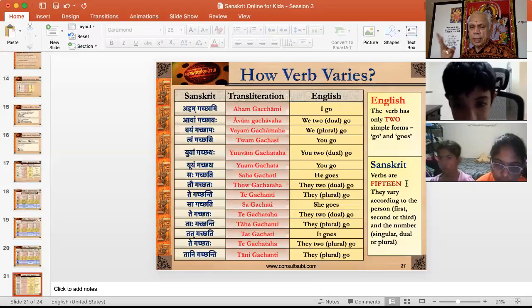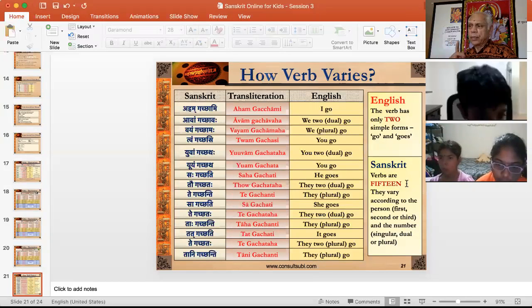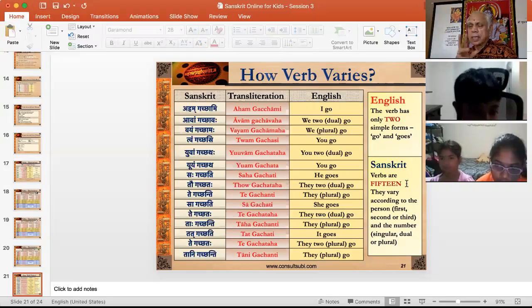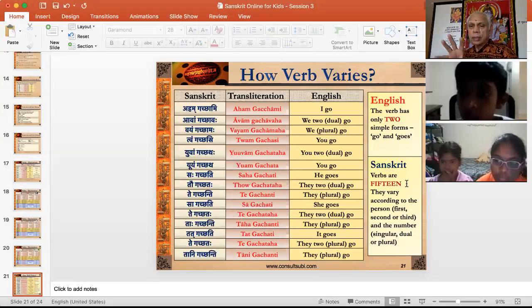Te gacchataha, they too. The two dogs are going. Te gacchataha. Tani gacchanti. They all go. The train goes means tat gacchati. There are two cars going, te gacchataha. Three cars are going, tani gacchanti. So depending on the person, the gender, the verb varies.